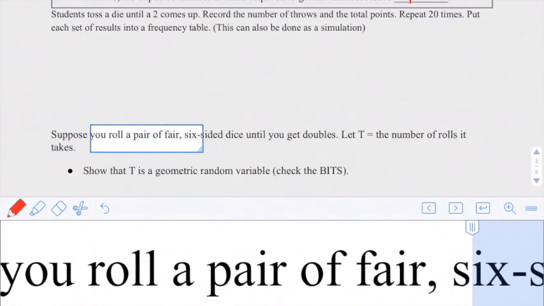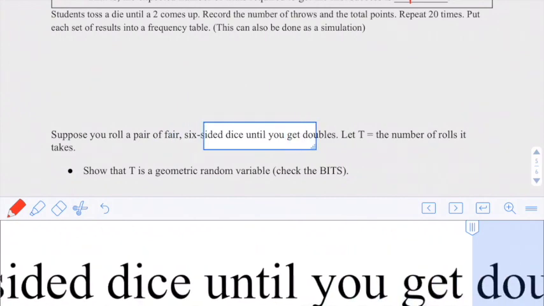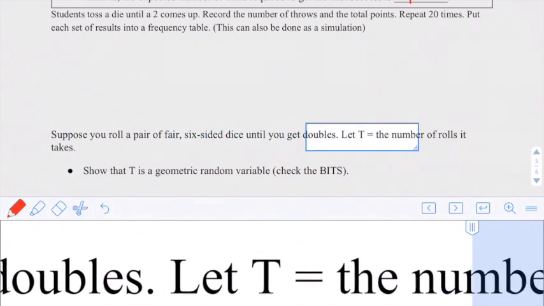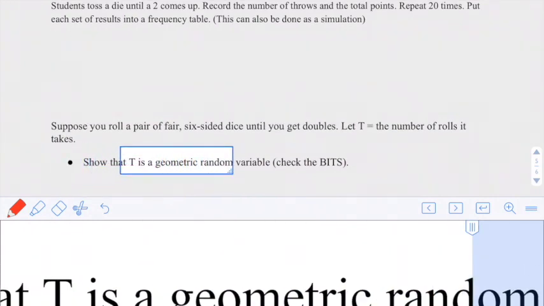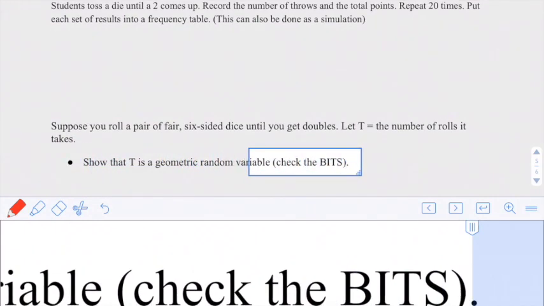Suppose you roll a pair of fair 6-sided dice until you get doubles. Let t equal the number of rolls it takes. Show that t is a geometric random variable.